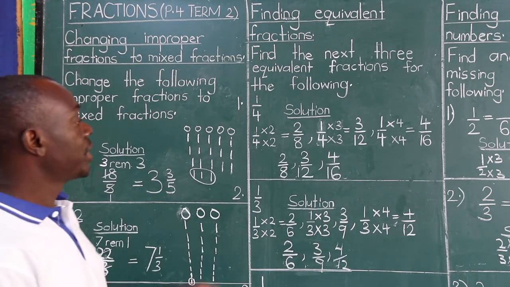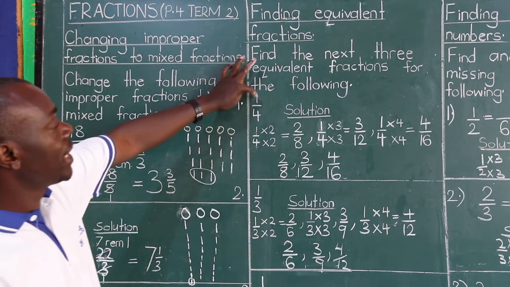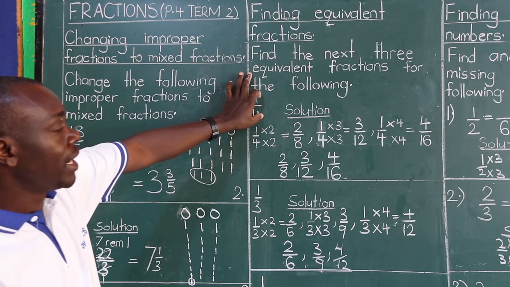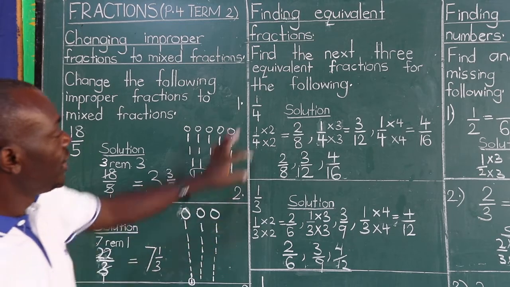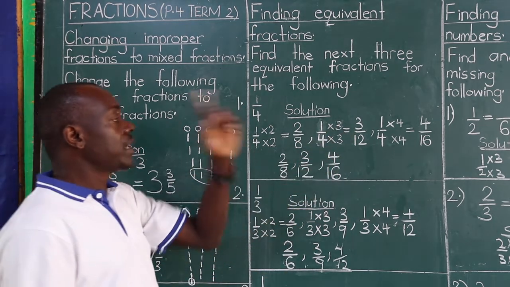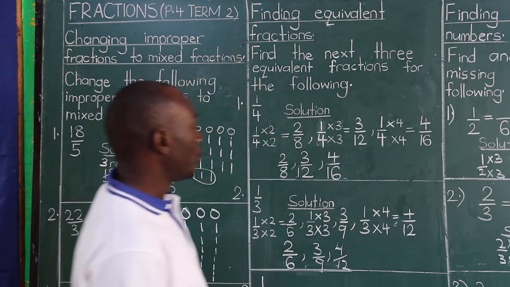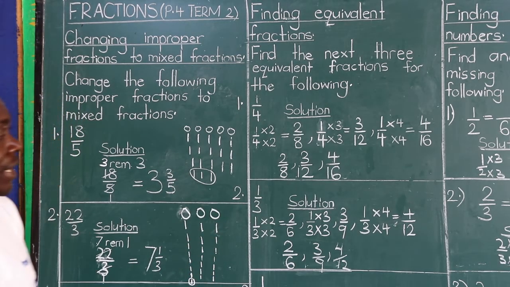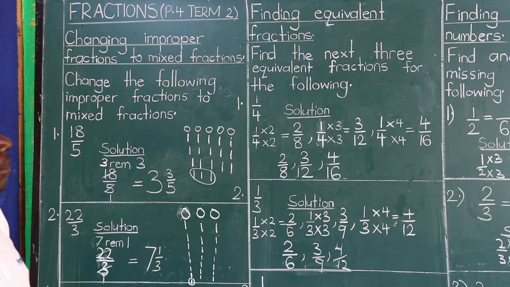But they are only created when you multiply the upper number, that's the numerator, by the same number as the denominator. Here times 2 times 2, here times 3 times 3, here times 4 times 4, and get those equivalent fractions to that particular number. So let them be done.